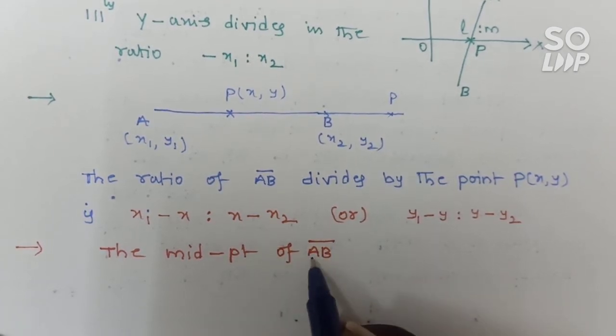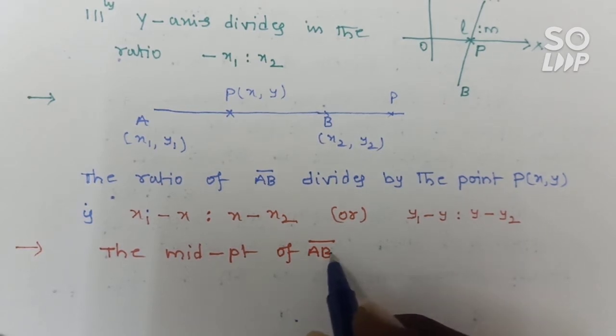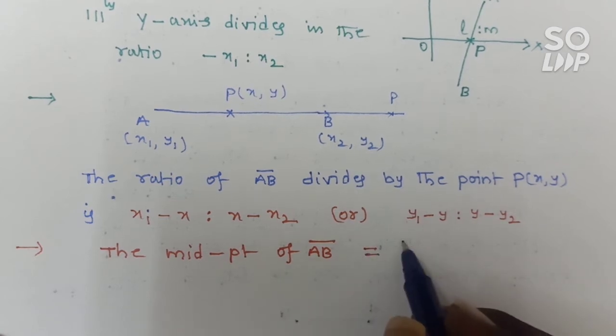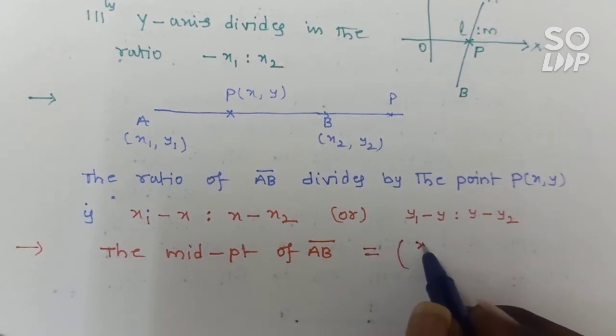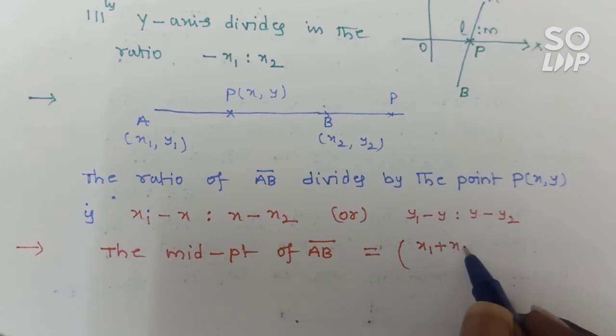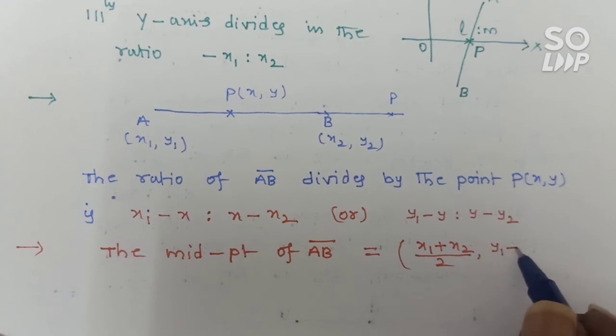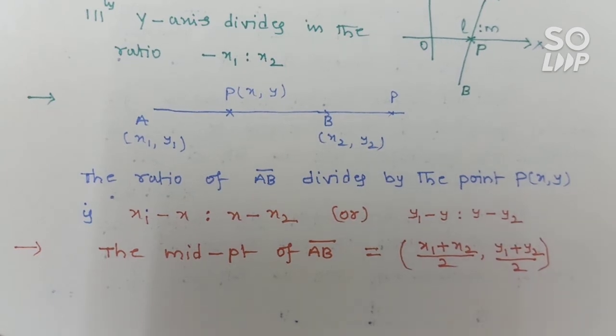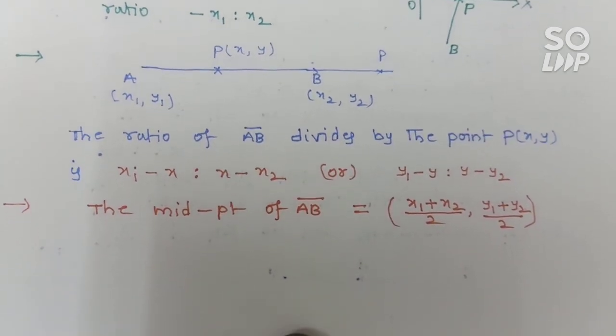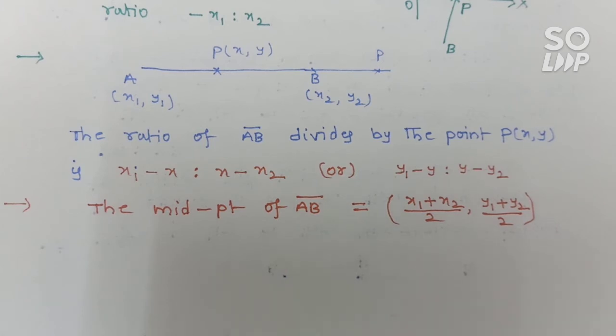you know, A point coordinates are always taken as x1 comma y1 and B point coordinates are always taken as x2 comma y2. Midpoint of AB is equal to, the formula will be x1 plus x2 whole divided by 2 comma y1 plus y2 whole divided by 2. This one is the midpoint formula, right? Now, a very most important formula. What is that very most important formula?